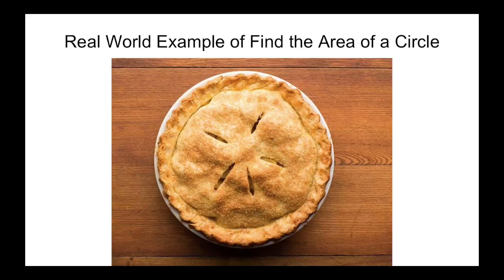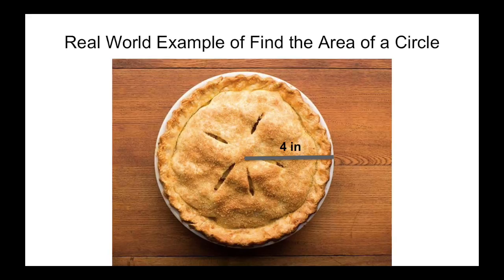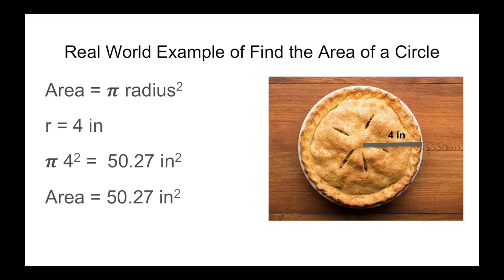Next, we have a real-world example of finding the area of a circle. Let's say that you are trying to find the area of the top layer of pie crust needed, so you know if you have enough dough to make it. For this example, we will say that the diameter of the pie pan is 4 inches. Now knowing the radius, you would plug the number 4 into the equation to find the area of a circle, which is area equals pi times radius squared. You would get the number 50.27. So the area of the top pie crust is 50.27 inches squared.